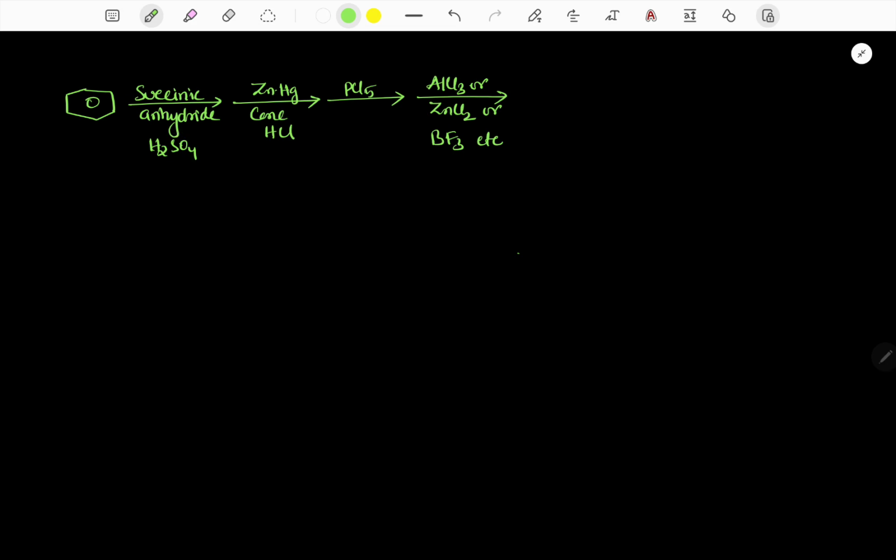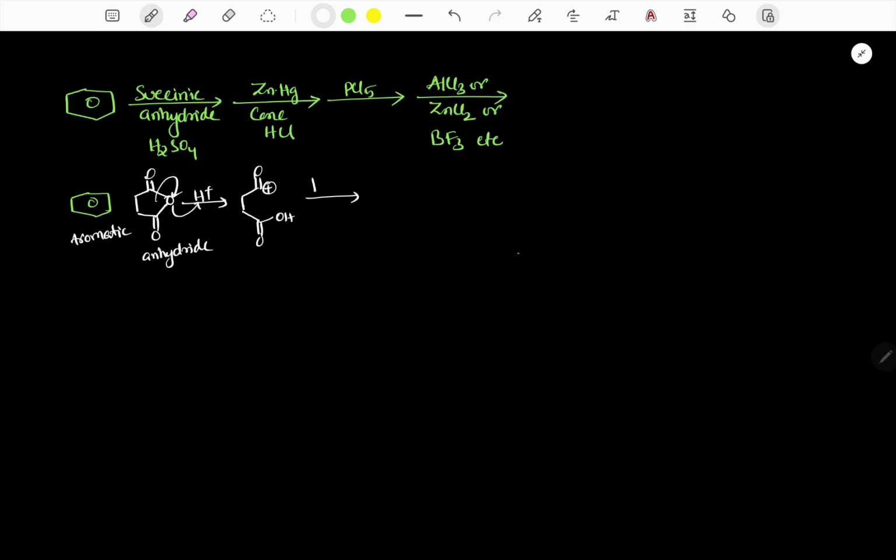Benzene treated with succinic anhydride. So it is a benzene and it is treated with succinic anhydride, in the presence of H+. So here aromatic compound and it is anhydride, and we know that anhydride having the leaving group, therefore in the presence of H+, it produces electrophile.